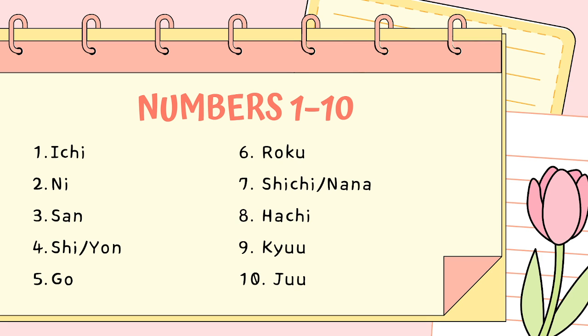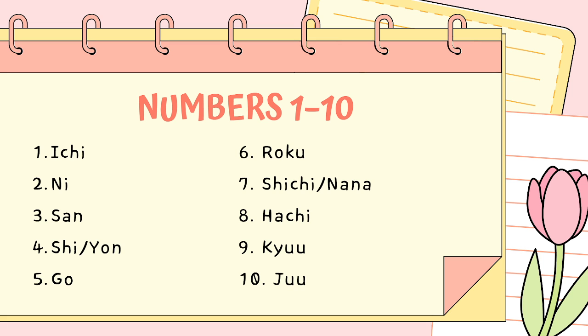For 6 we don't say roku, we say rok. For 7 we have shichi, or we can also say nana. For 8 we have hachi. For 9 we have kyu. And for 10 we have ju. Now these are the numbers 1 to 10.